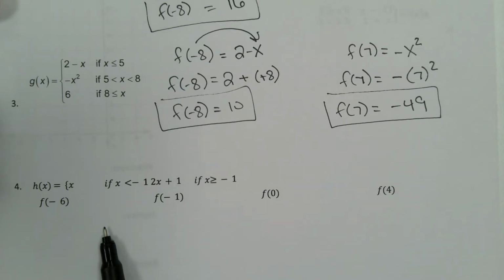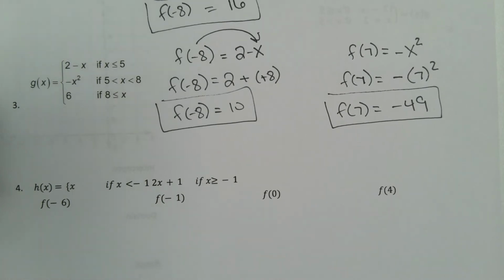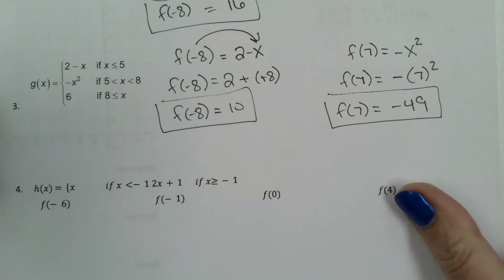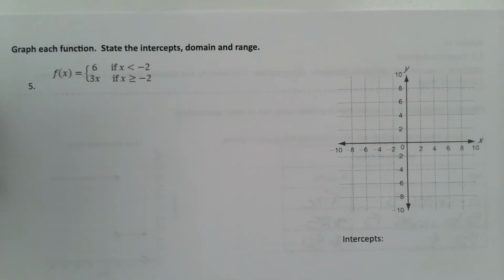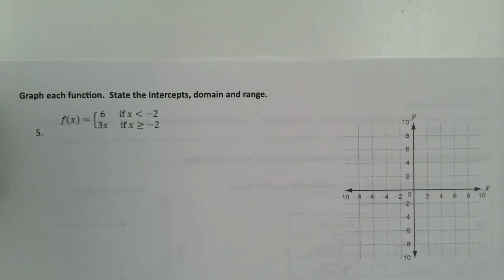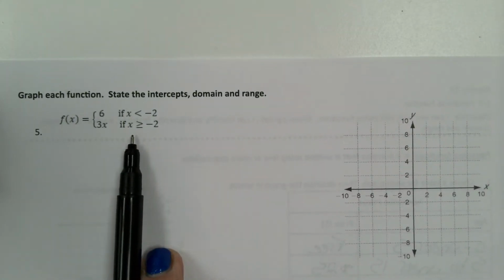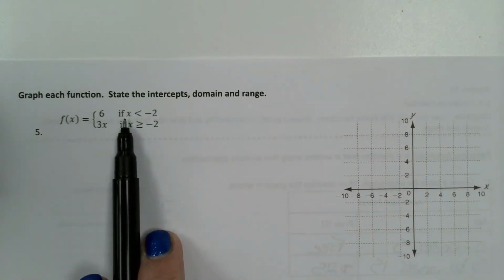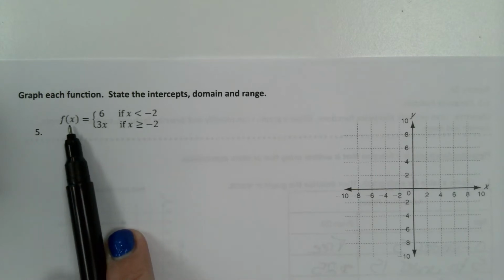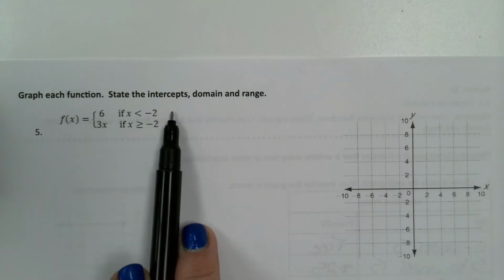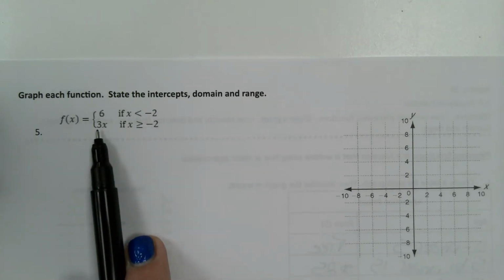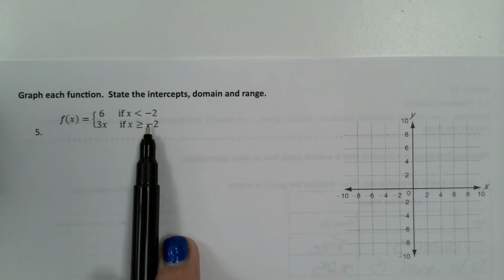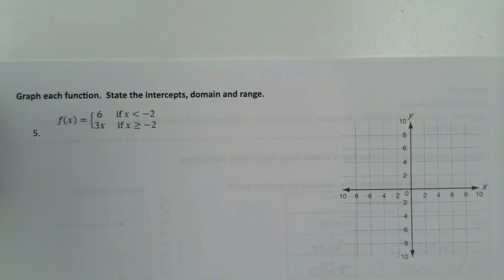This turns out a little weird. Okay, we're going to skip over that, but it's really just practice of doing those over and over again. We're going to go to the back and we are going to graph something. So I have my function here, and we will use 6 if x is smaller than negative 2, and we're going to use 3x if x is bigger than or equal to negative 2.